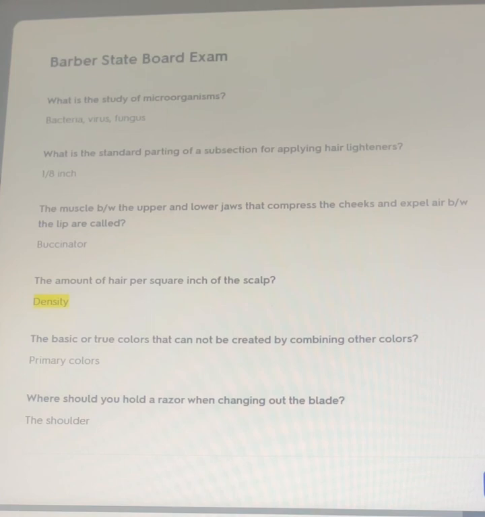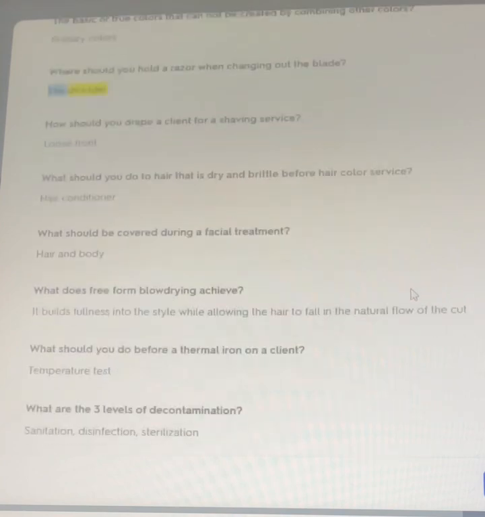Density. The basic or true colors that cannot be created by combining other colors? Primary colors. Where should you hold a razor when changing out the blade? The shoulder. How should you drape a client for a shaving service? Loose front. What should you do to hair that is dry and brittle before hair color service?